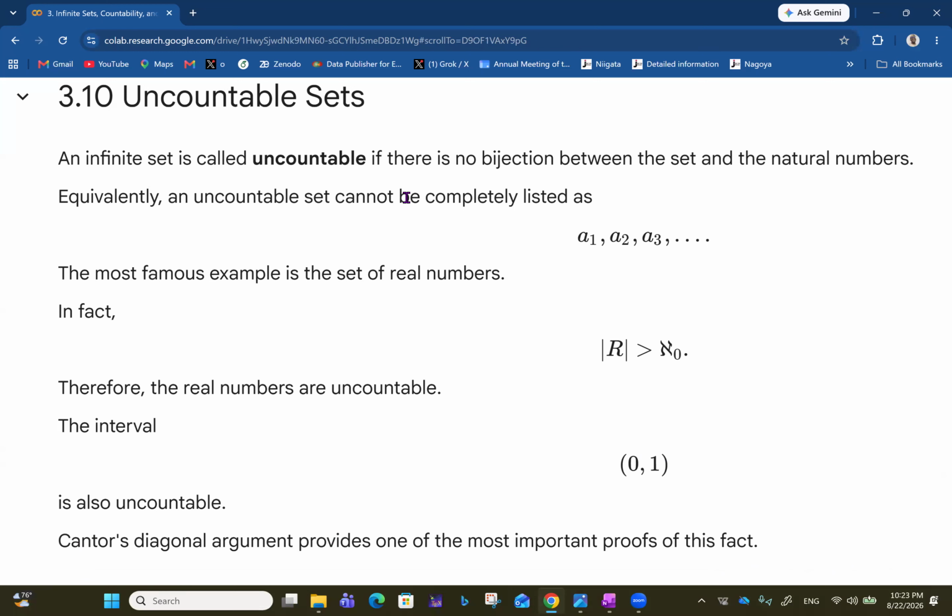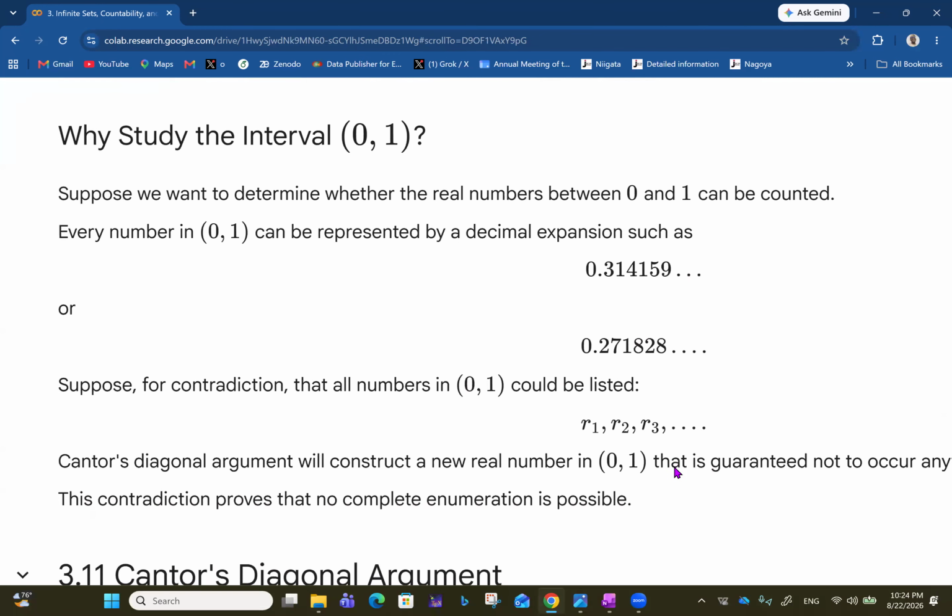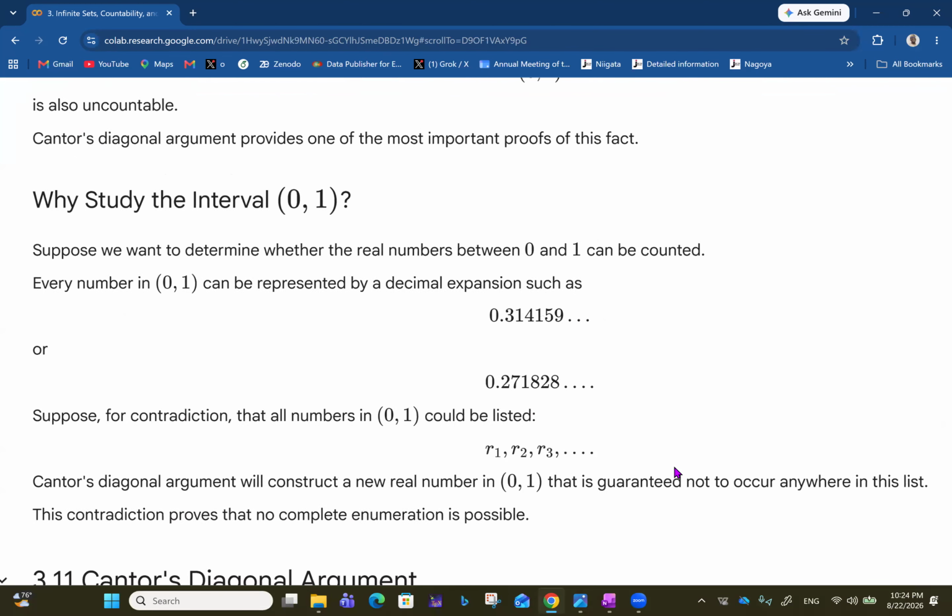So talking about uncountability, an infinite set is uncountable if the set cannot form a bijection with the set of natural numbers. In that sense, we now see that the set of real numbers is an uncountable infinite set, as well as the open interval 0, 1. Now, why study the interval 0, 1? Why is that coming up?